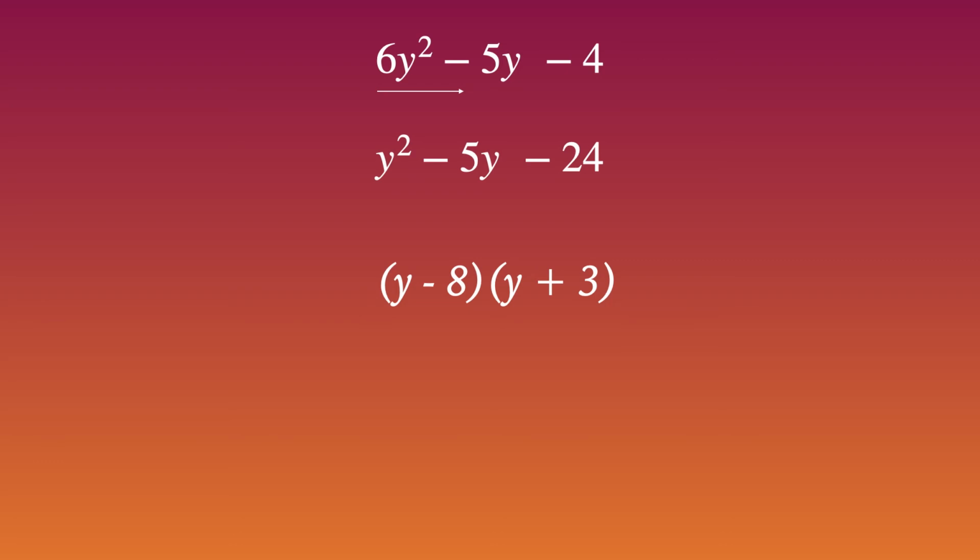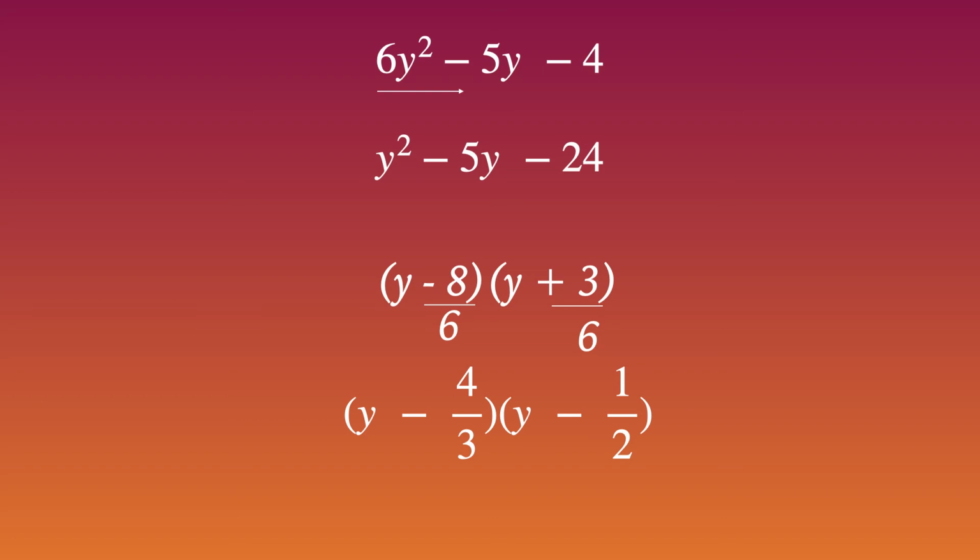Alright, what did we slide over? We slid over a 6. So we're going to divide the 8 by 6 and the 3 by 6. Alright, can I reduce 8/6? Well, I can. When I reduce 8/6, I know that 2 can go into 8 and into 6, and that gives me 4/3, and 3/6 reduces to 1/2.